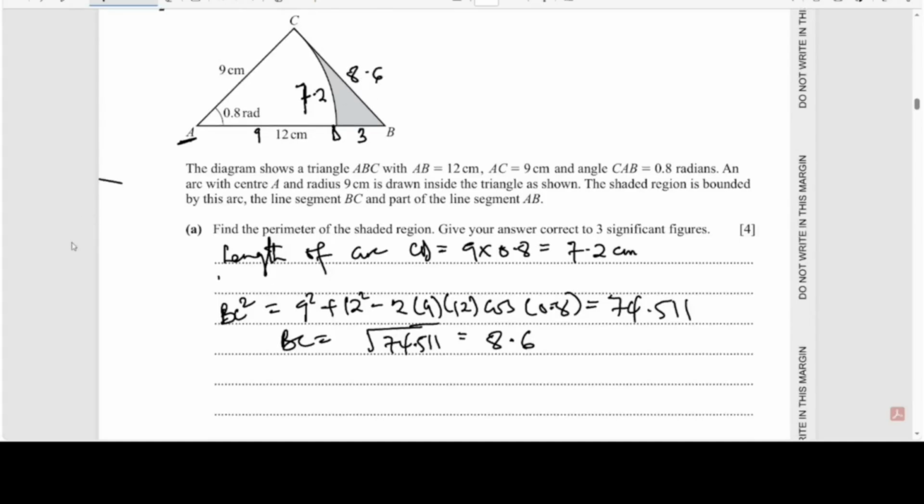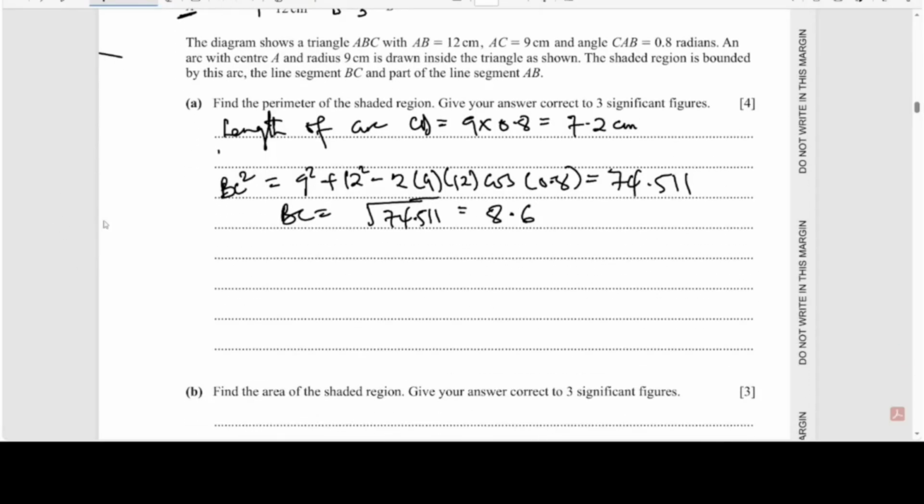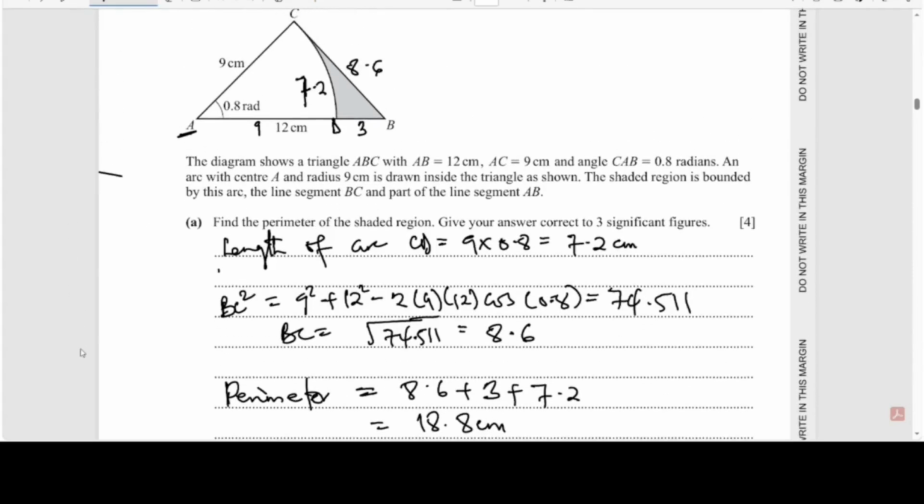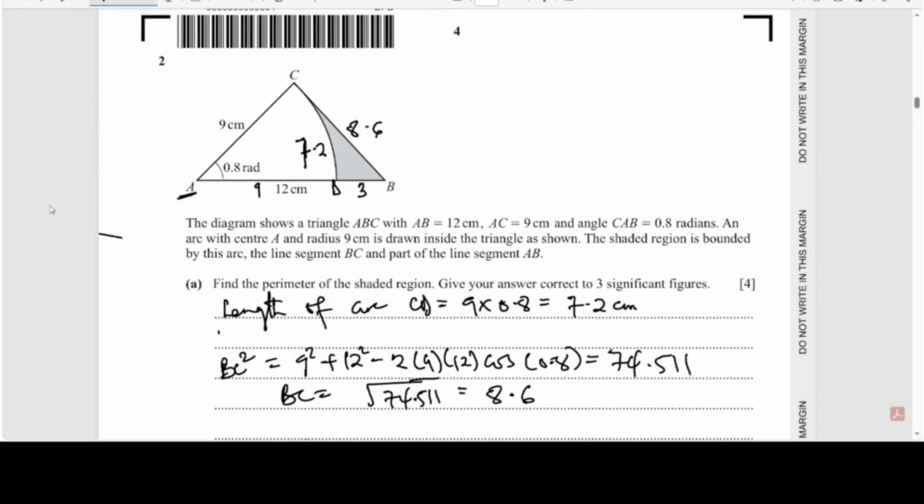Now we have all it takes to find the perimeter because every side has been found. So we just need to add all of them. So the perimeter of the shaded region is equal to our 8.6 plus the 3 and then plus 7.2, and that gives us 18.8 centimeters. That's the length of the perimeter of the shaded region as in this question.